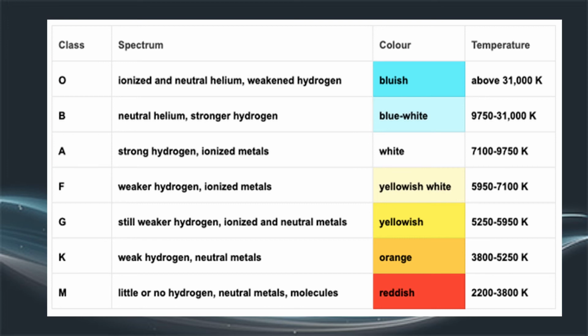We also have the orange colored star. Its class is class K. Its temperature is 3,800 to 5,250 Kelvin. And the coolest star is the reddish colored star. Its class is class M. Its temperature ranges from 2,200 to 3,800 Kelvin.